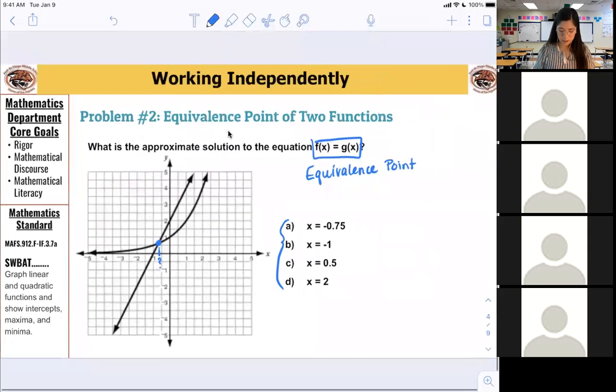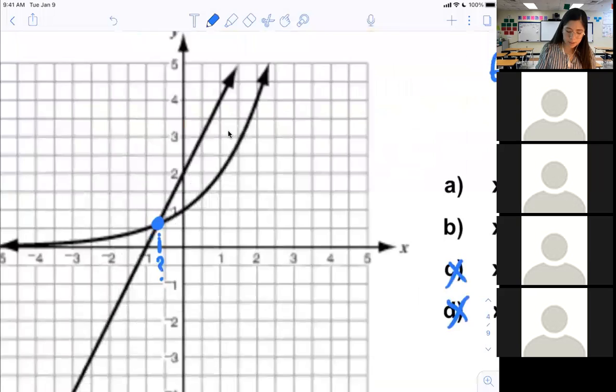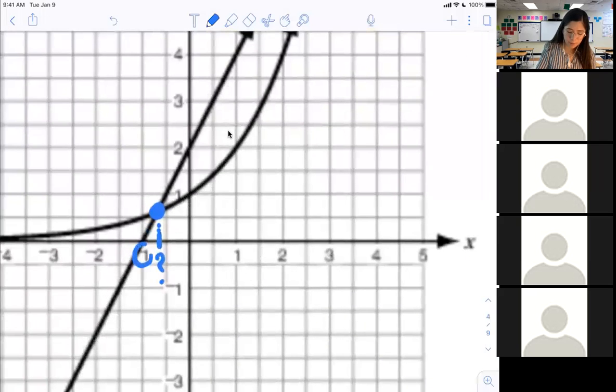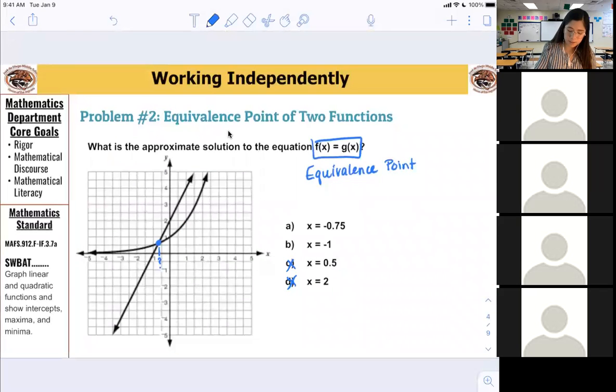And can anyone tell me what they got and if you think you're correct? It kind of looks like it's on the negative side, so I would say negative 0.75. Yeah, so it is on the negative side, so we can rule out C and D. And since it's a little bit to the right of the negative 1, that's the negative 1 right there. So it's not on the negative 1, it's a little bit less than the negative 1. So I know that that's going to be answer choice A.